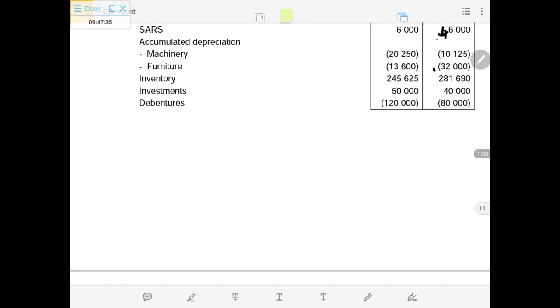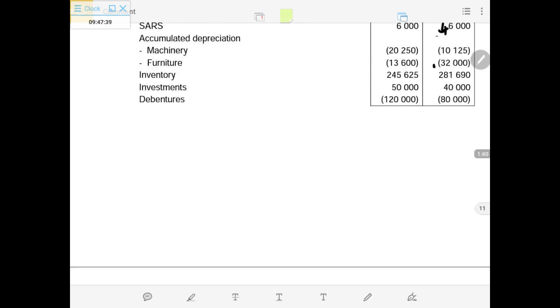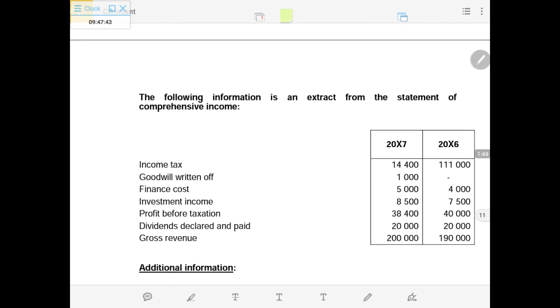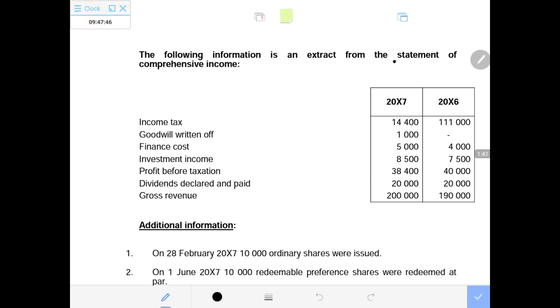We are given all this information, which could sometimes be a trial balance, but it is extracted from the financial statements. We are provided with information extracted from the statement of profit or loss or the statement of comprehensive income. We have the extract of the income tax, which is the income tax for the current year recorded under the income statement. We have goodwill written off amounting to 1,000 rand, a finance cost of 5,000 rand, and investment income of 8,500.